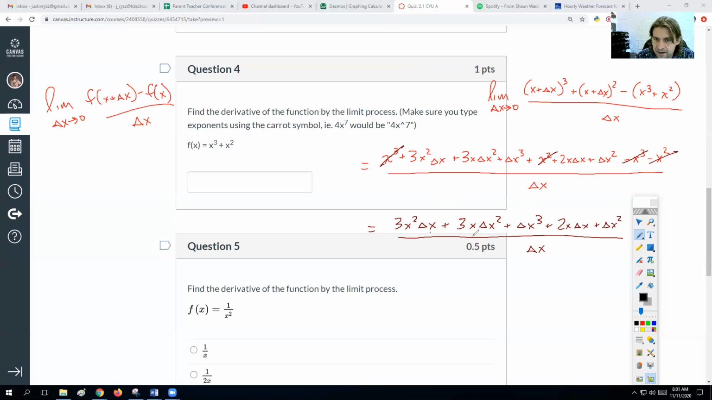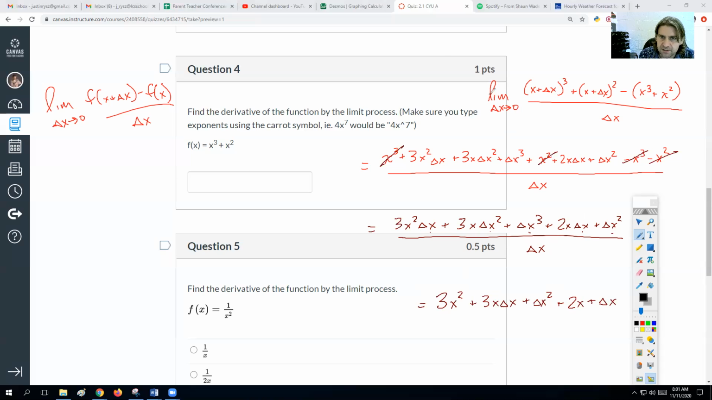Well, if we look, that has delta x, that has 2 of them, that has 3 of them, that has 1 of them, that has 2. So every single one of these terms in the top has a delta x. So we can cancel out a delta x from everything. We just factor it out and divide. So we'd get a 3x squared plus a 3x delta x plus now just a delta x squared, and then plus just a 2x, and then plus a delta x.